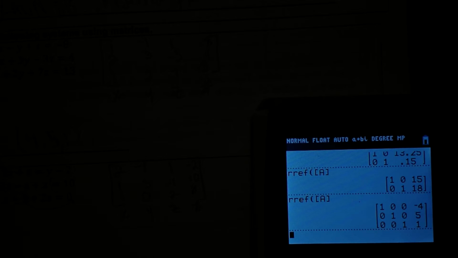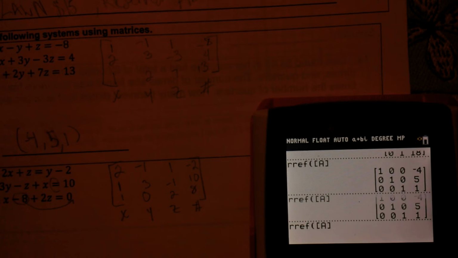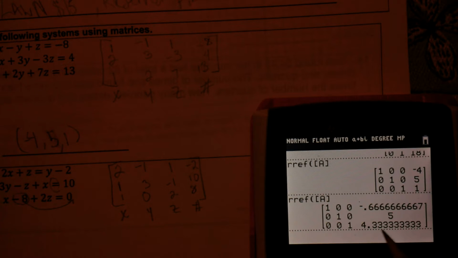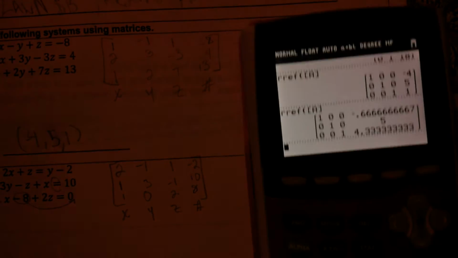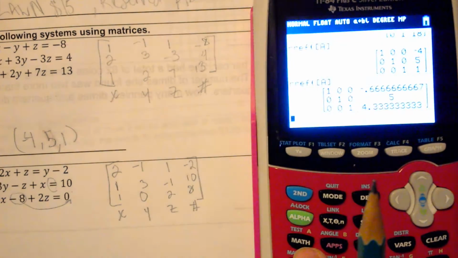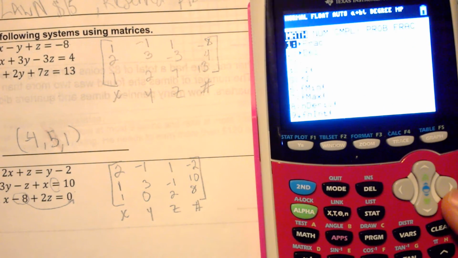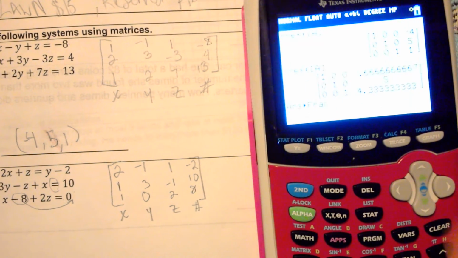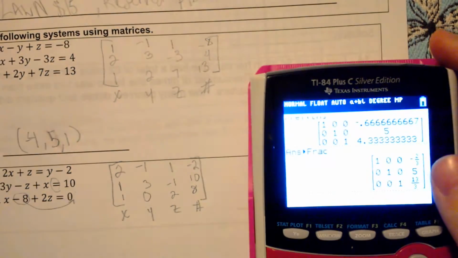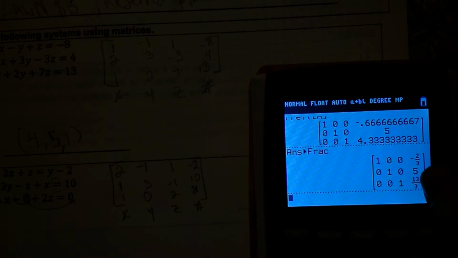So I go back home. Okay, so I get some repeating decimals again. So if I go to the math menu under alpha, and I select the first one, so I just press enter, it'll give me the decimal, or the fraction form of the decimals. So I get -2/3, 5, and 13/3.